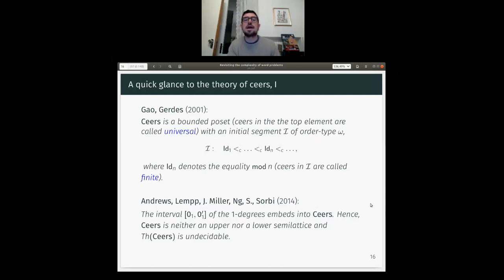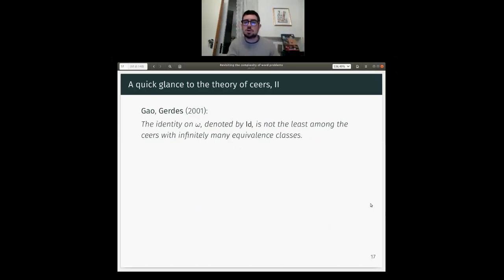Recently, Andrews, Schweber, and Sorbi proved that, in fact, this first order theory is computably isomorphic to first order arithmetic. And even more recently, still a preprint, Andrews, Belin, and I proved that the theory of all countable equivalence relations relative to computable reducibility is computably isomorphic to second order arithmetic. So generally, what you have is a really complicated structure produced by computable reducibility on equivalence relations.